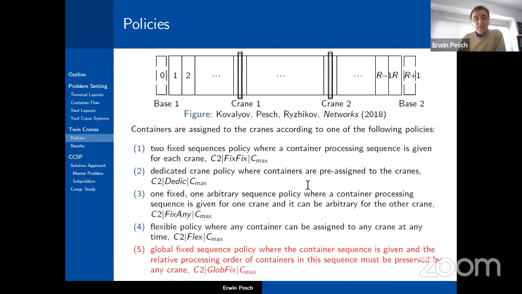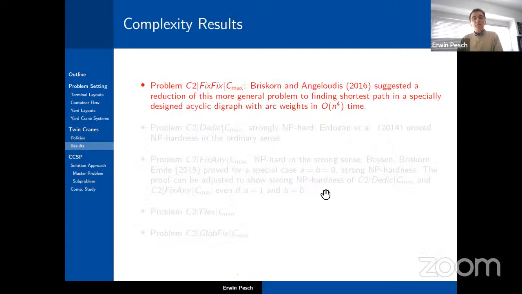Okay, we will have a closer look at these policies. The fix-fix policy is the easiest policy. Priskon and Angeloudis considered a situation and published a paper, if I remember that correctly, in Discrete Applied Mathematics in 2016, where they solved this problem to optimality, where there are two cranes, that need not be twin cranes, they can be dual cranes, two cranes that are transporting containers, and then they try to minimize the makespan.